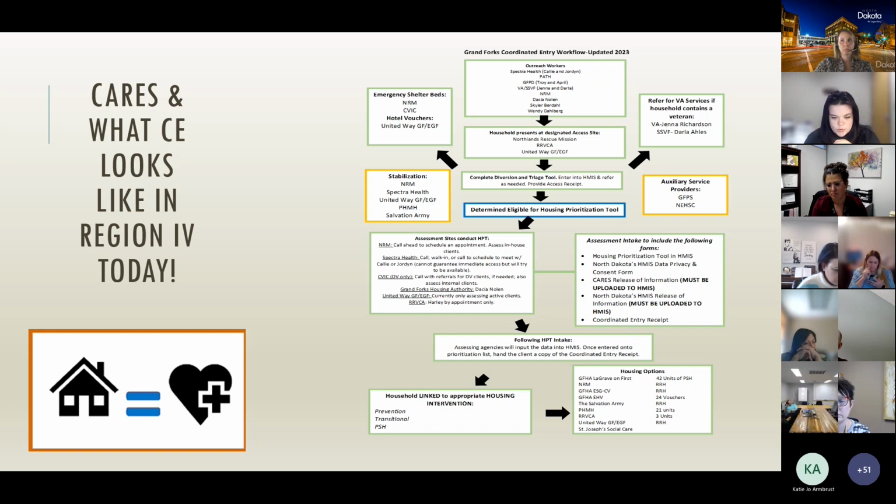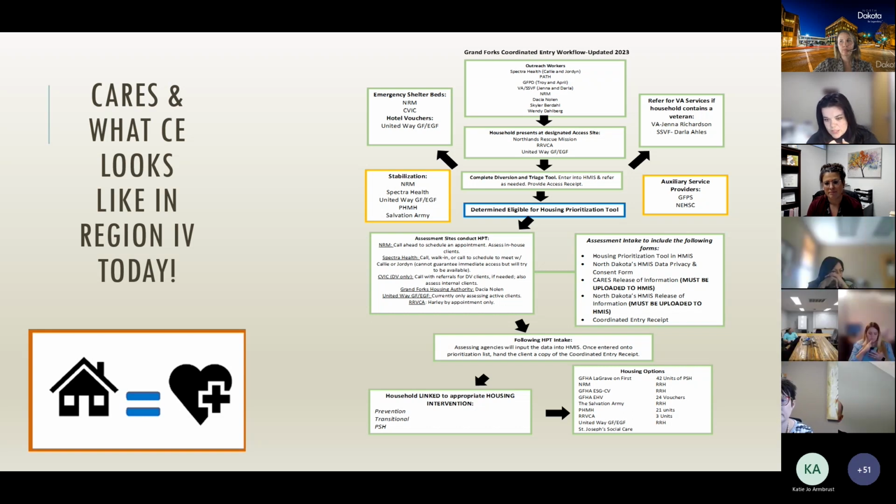Following the housing prioritization tool, they are then referred to the appropriate level of housing intervention, which ranges from low need to high risk need. And then we have our housing options. So we have LaGrave on first, we have rapid rehousing dollars, we have our emergency housing vouchers that were a result of the COVID funding. Let's see here, Prairie Harvest Mental Health has some units that are available. Red River Valley Community Action has some available. And that's really where we're at from an overhead view.